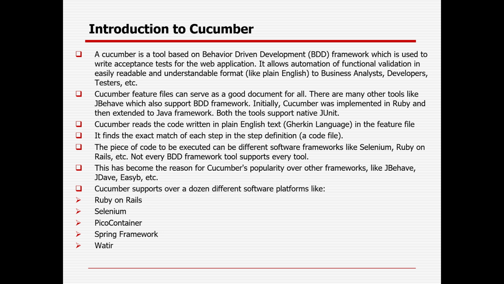Cucumber reads the code written in plain English text, which is nothing but the Gherkin language in the features file. It finds the exact match of each step in the step definition where the code will be written. We will be writing the code. The piece of code to be executed can be in a different software framework like Selenium, Ruby on Rails, etc. Not every BDD framework tool supports every tool. This can become the reason for Cucumber popularity over other frameworks like JBehave, SpecFlow, EasyB, etc. Cucumber supports over a dozen different software platforms like Ruby on Rails, Selenium, PicoContainer, Spring Framework, and Watir.